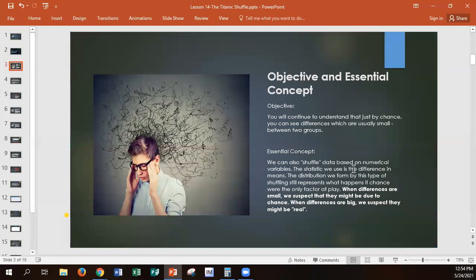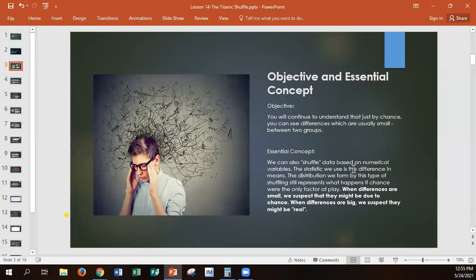All right. Our objective for today's lesson, ladies and gentlemen, is you will continue to understand that just by chance, you can see differences, which are usually small, between two groups. Usually when we're talking about chance, a random occurrence, you're not going to see a lot of difference in the randomizations. When you compare it to real data, you want to see how much different the real data is from your simulated data.